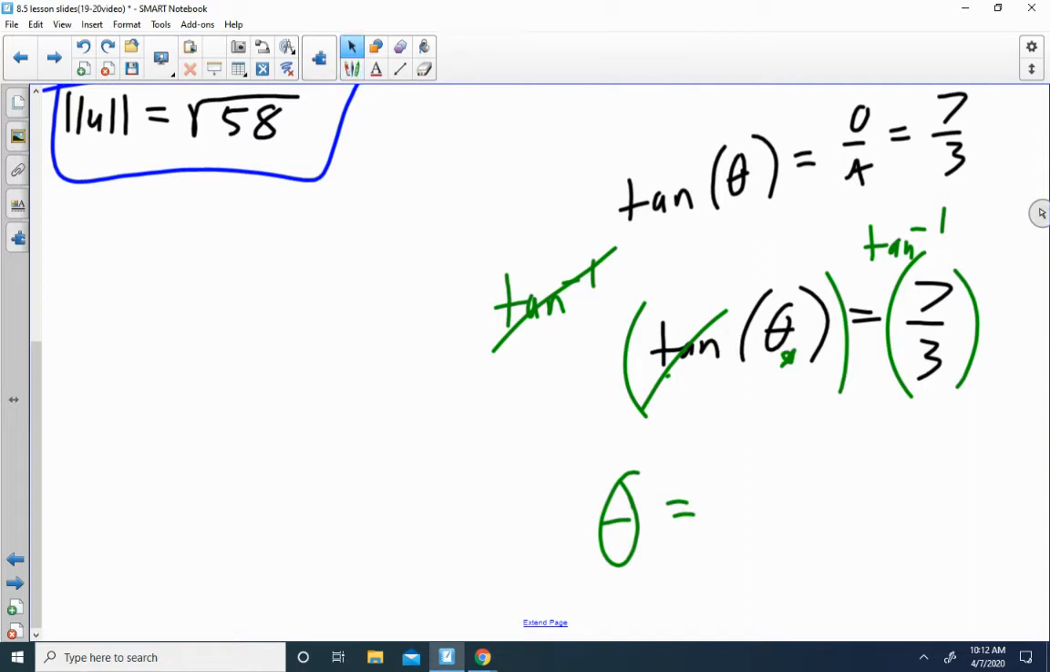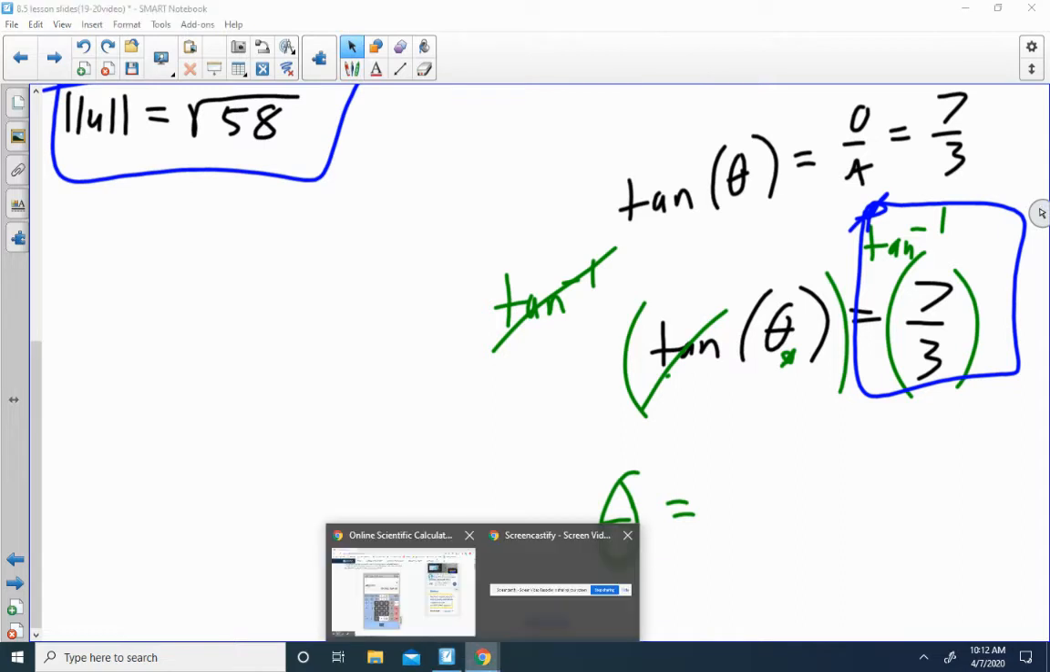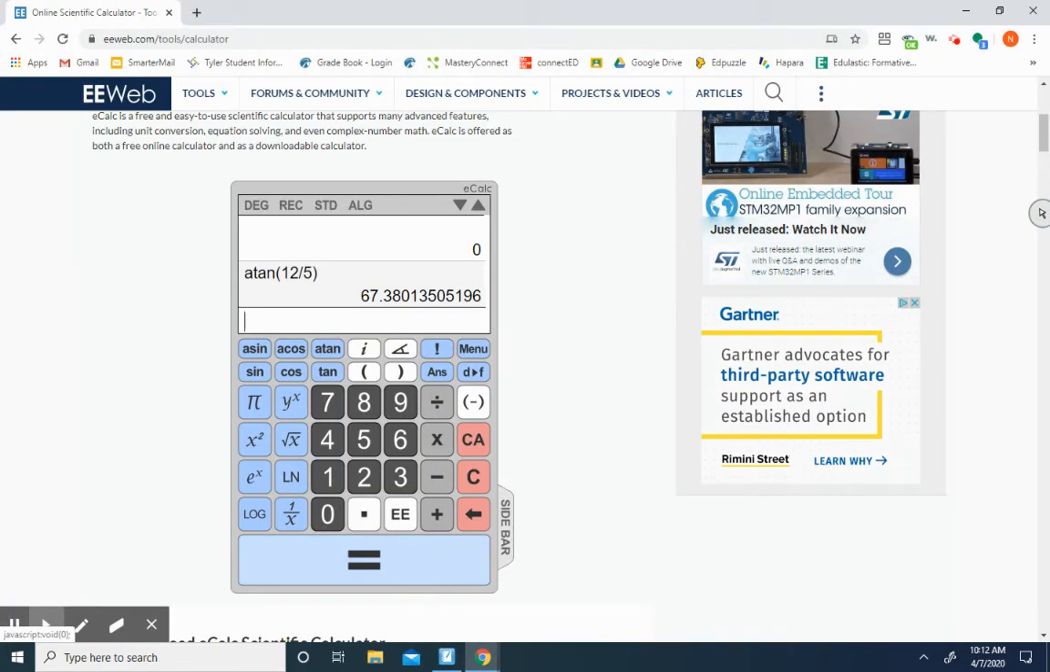We just have to do tangent inverse of 7 pi over 3. So let's go ahead and get our calculator, and let's do that. So tangent inverse will be the same thing as arctangent or a tangent. Make sure your calculator is in degrees, and then we're going to do 7 divided by 3. Close parentheses, press enter.